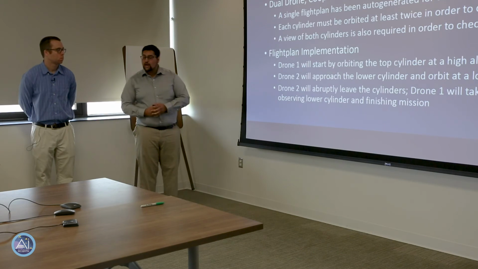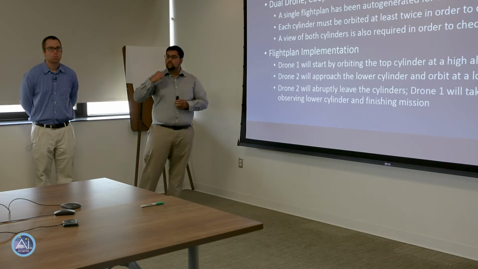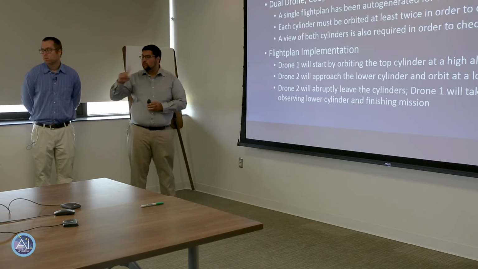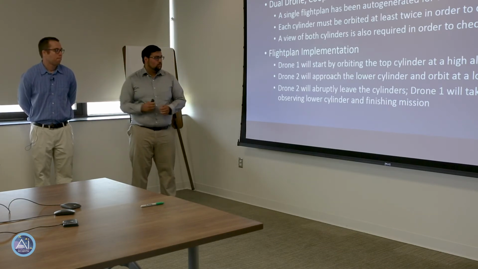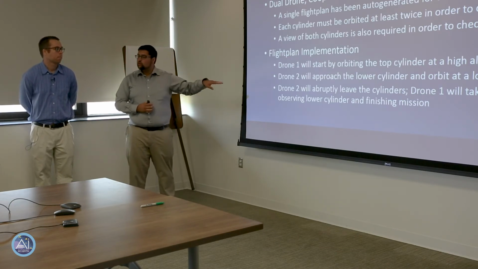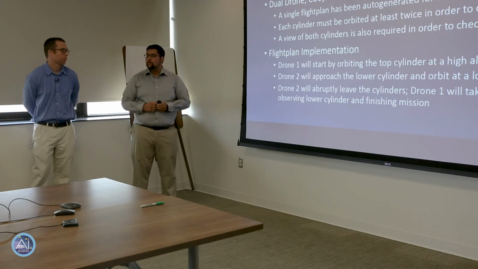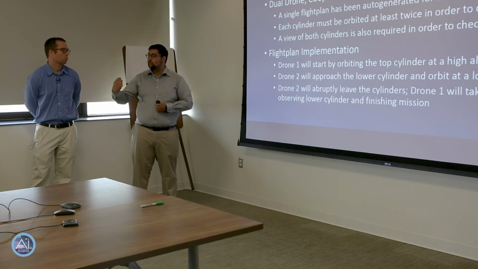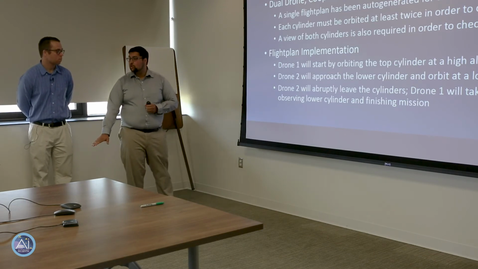And so the actual flight you're going to see implemented, we're going to start with a single drone that's going to take off and start orbiting the cylinders at a high altitude. So it's taking a look at the top cylinder, which is damaged. Then at a random time, we're going to start a second drone that's going to join in, and it's going to be given a flight plan to start following waypoints at the lower altitude, because that's currently how we split it up. And so the drone will start orbiting the cylinders at the second or the lower altitude.